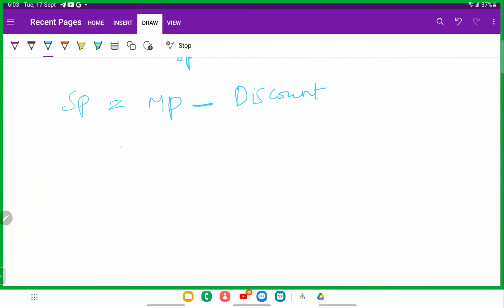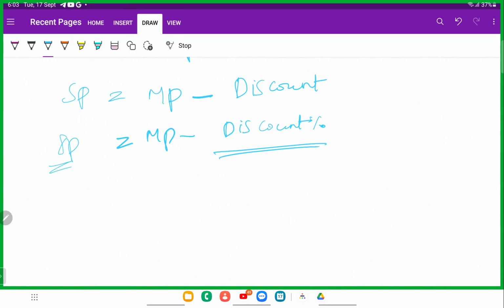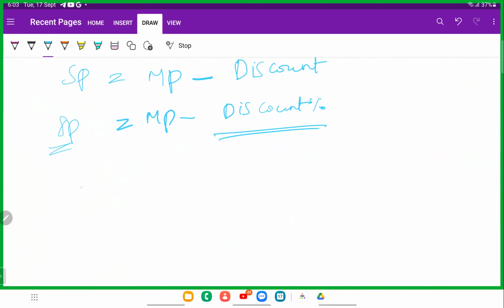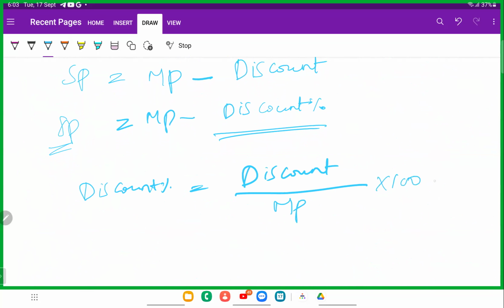So now, market price minus discount percentage. What I already told you, discount is always calculated in percentage. So now discount percentage is nothing but discount by market price into 100.